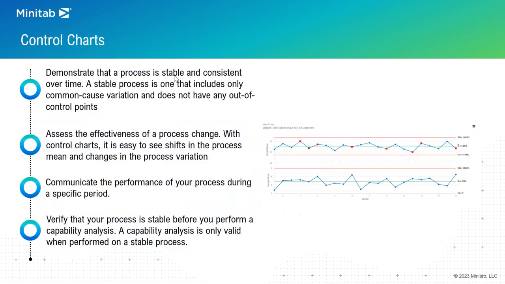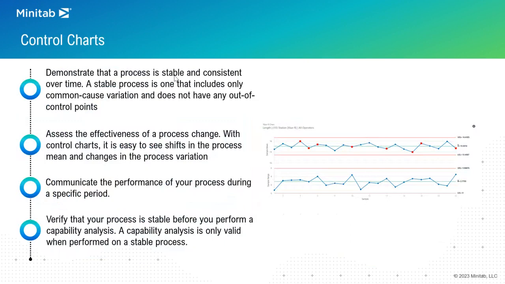So starting with the most popular and the first place where you would start your SPC analysis is in control charts. Control charts give you the ability to identify whether your process is stable and consistent over time.